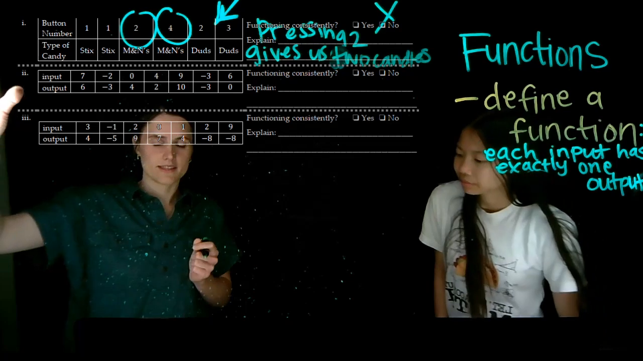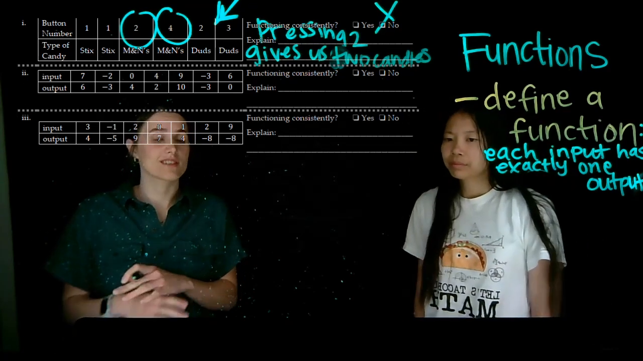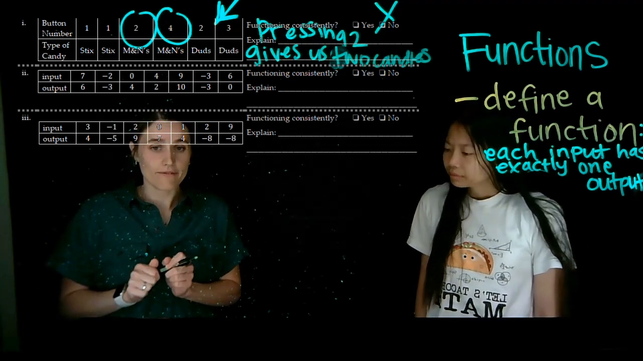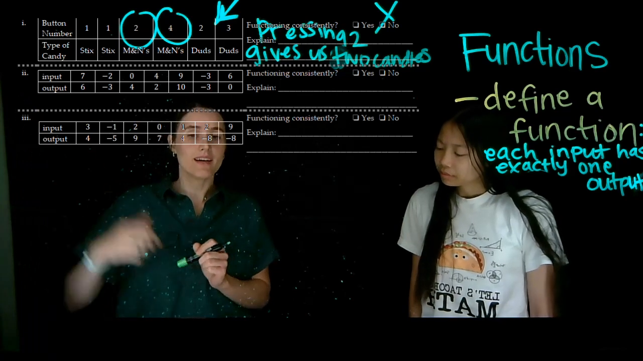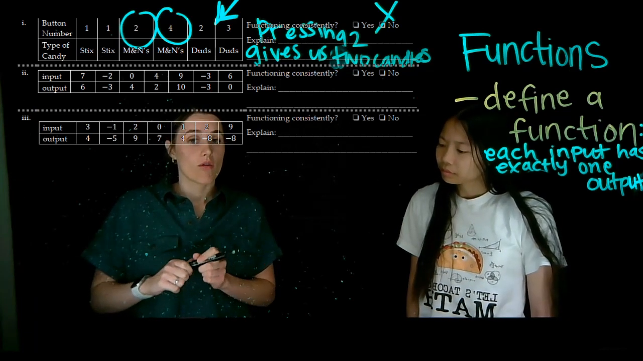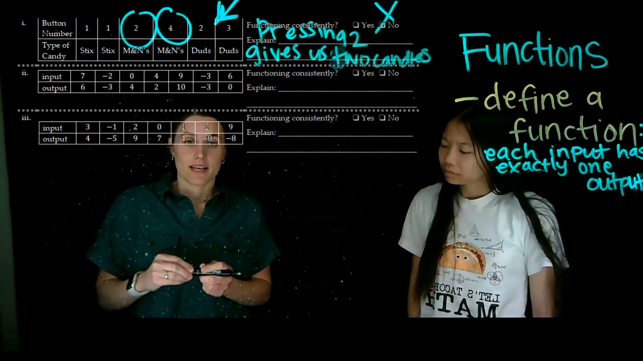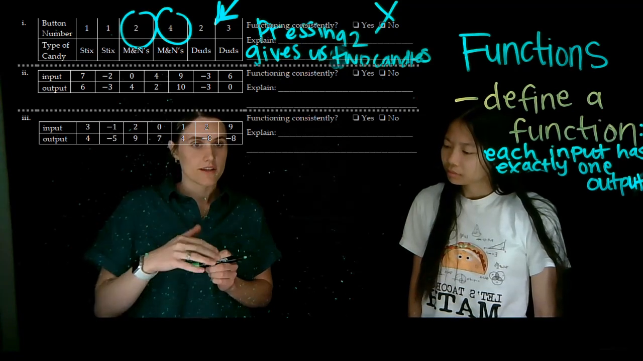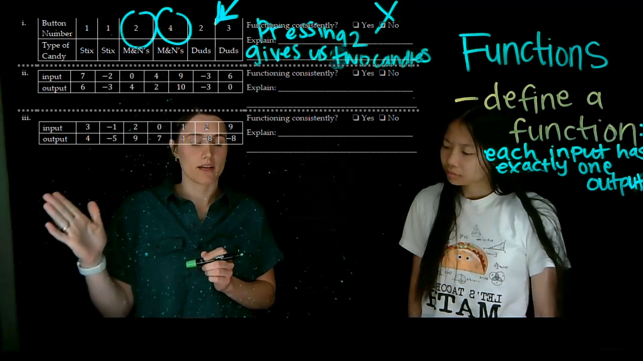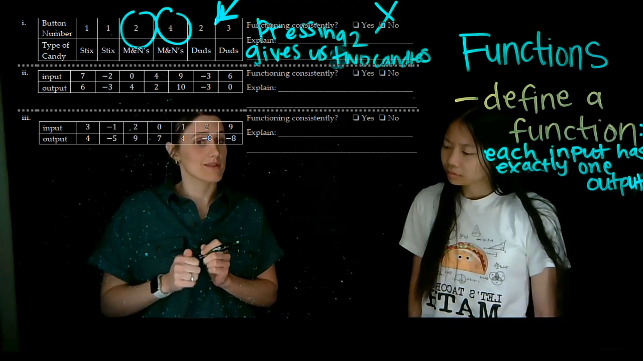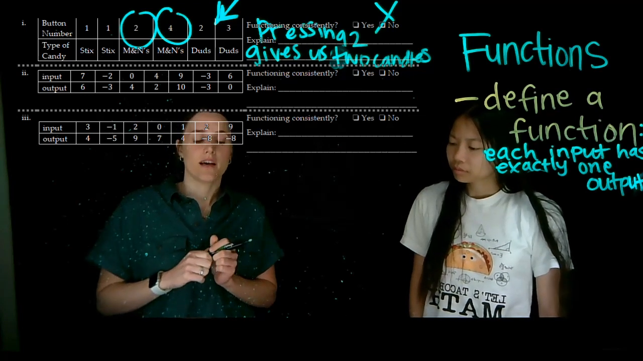Now we're going to come to the second example. In this second example, we're just looking at numbers. So if we look at each input, we have 7, -2, 0, 4, 9, -3, 6. So we have all different inputs. So we don't have an input that repeats and gives us a different number. So we can say that this is a function.